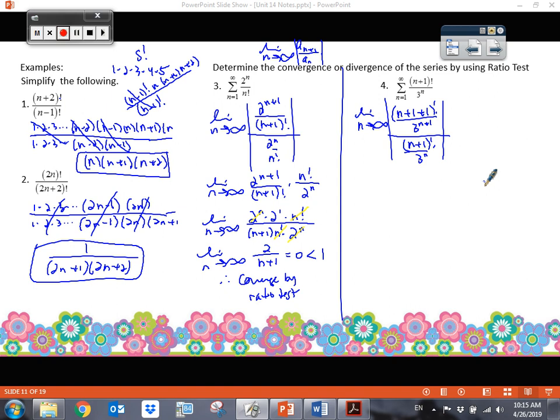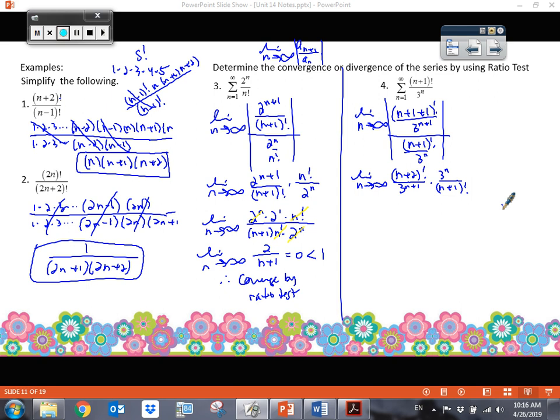Okay, we have to write it like that, with absolute value. Then we have to ask ourselves, do we need the absolute value for this particular series? Is there anything that's going to be negative? No, we don't need it. So we can drop the absolute value. The next step, just like I did here, I'm going to write it as a product. So the limit as n goes to infinity of n plus 2 factorial over 3 to the n plus 1 times 3 to the n over n plus 1 factorial. Okay, so I'm just writing it as a product.